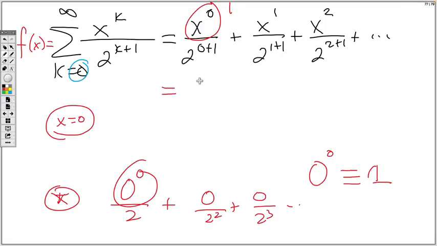this is defined to be a 1 all the time. So that would be a 1/2 plus x over 4 plus x squared over 8, and so on. You follow or not, folks? Okay.